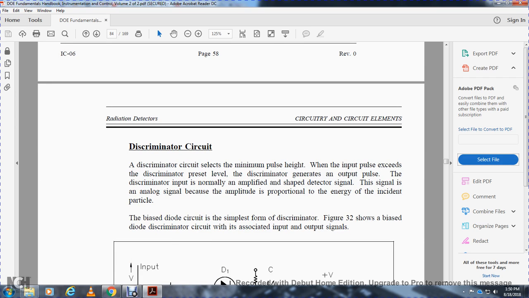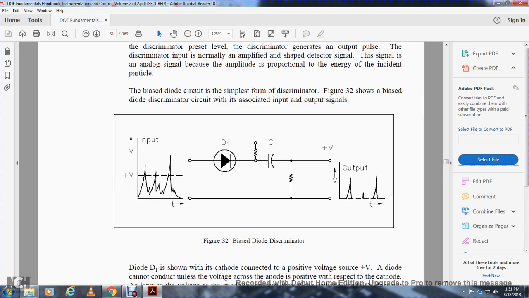Now the discriminator circuit. The discriminator circuit is set to a minimum pulse height; when the input pulse exceeds the discriminator threshold, the discriminator generates an output pulse. The discriminator input is normally an amplified, shaped pulse. The detector signal is an analog signal whose amplitude is proportional to the energy of the incident particle. Figure 32 shows a biased diode discriminator circuit, a simple discriminator, with the circuit associated with the input and output signals.